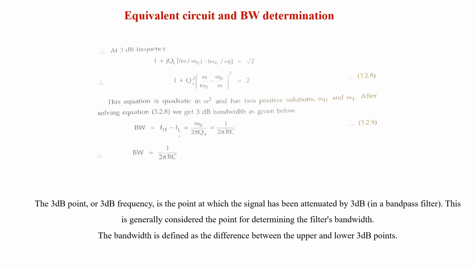Why is the 3 dB point considered? It is the point at which a signal can be attenuated, so it is generally considered as the point for determining the filter bandwidth. That is why, in all the discussions on equivalent circuits in the next videos, we will be using this 3 dB frequency point as the bandwidth determination point, and the bandwidth is defined as the difference between the upper and the lower 3 dB points.